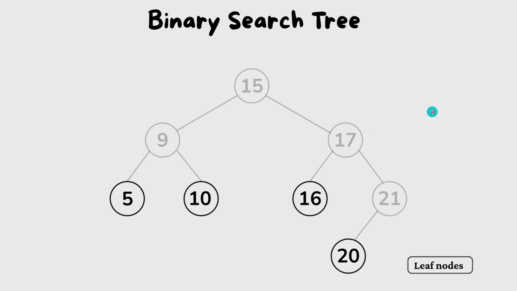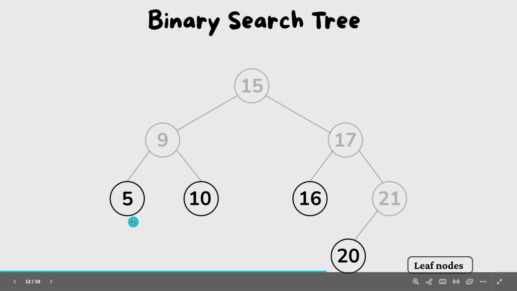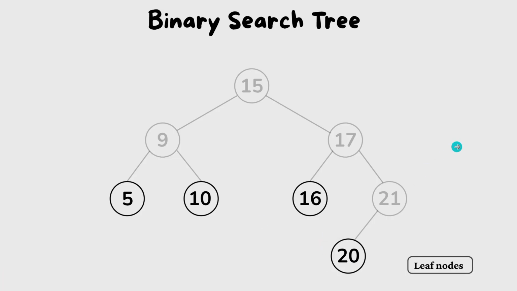the leaf node is a node that has no children. So, it is located at the bottom of our tree. Here our leaf nodes are 5, 10, 16, 20 since they don't have any children. And leaf nodes are important because they mark the end of our branch, or in simple terms, internal nodes connect the tree and leaf nodes finish the structure.